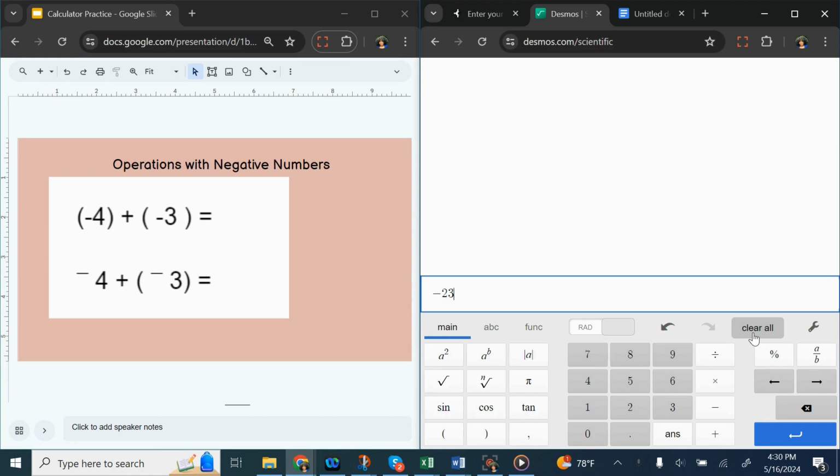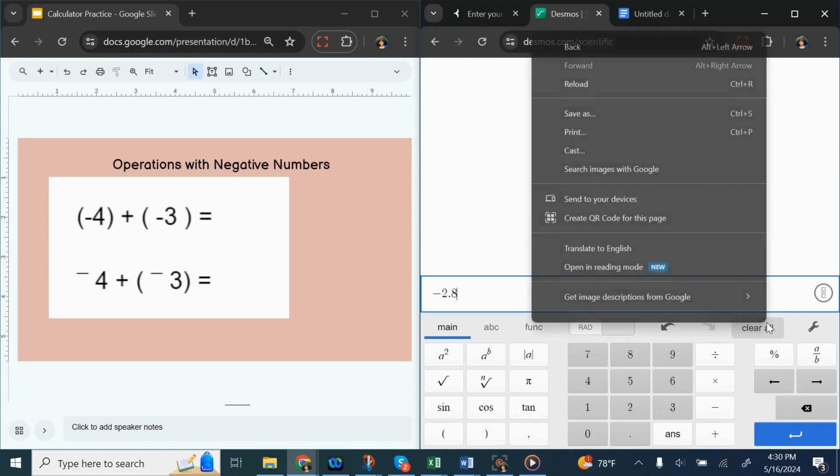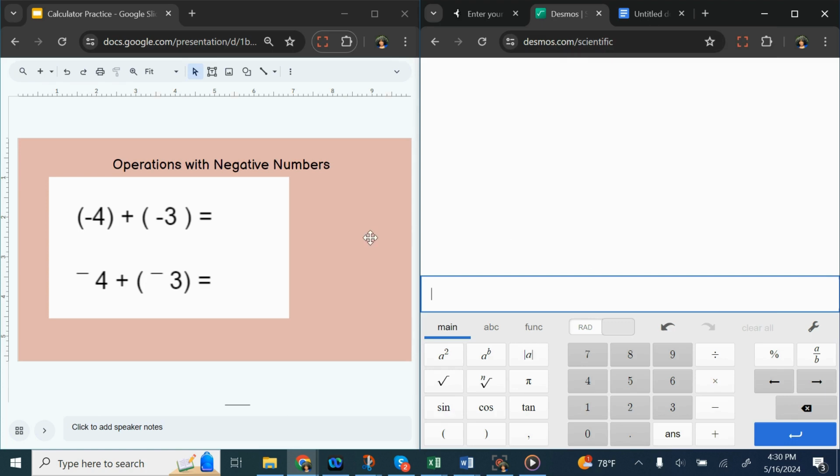What if we wanted to type in negative 2.8? You would type in negative, by clicking that minus sign, 2.8. Okay? So let's go ahead and practice some problems.